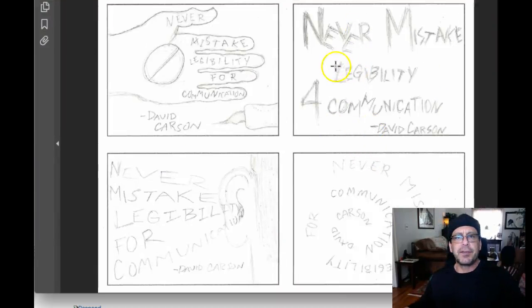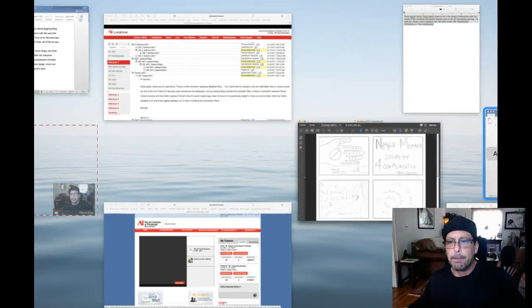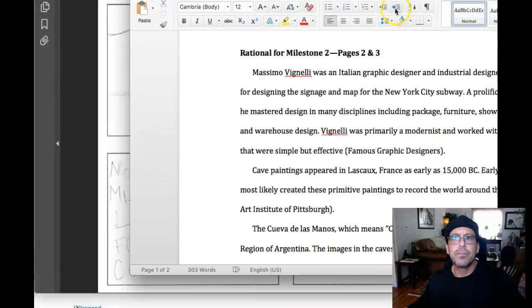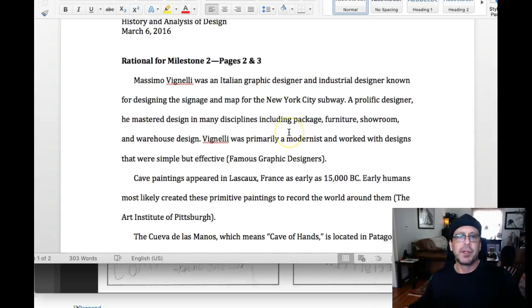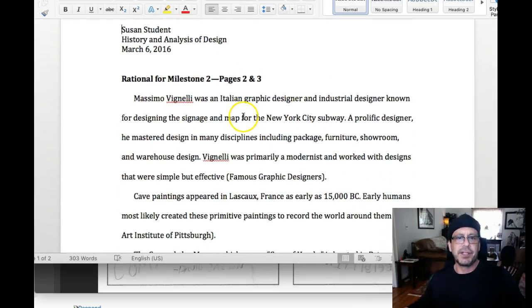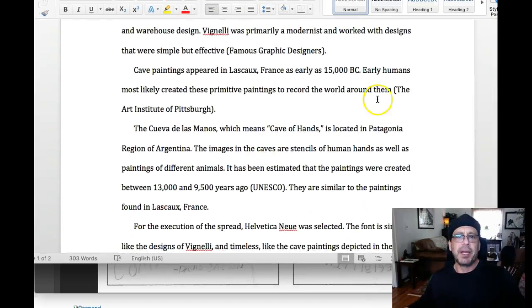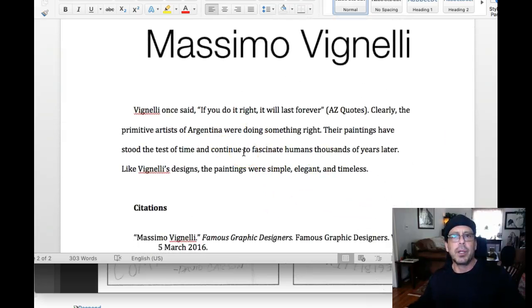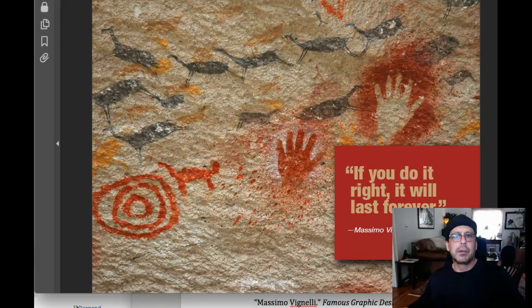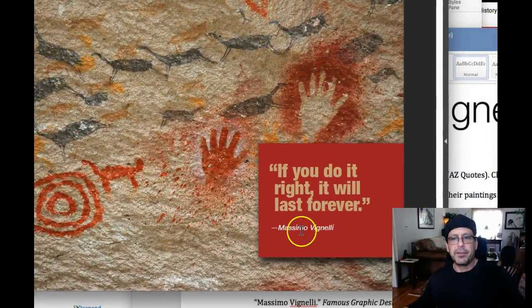So let me show you an example. Do you remember this one? This is the example from the class. Massimo Vignelli is the designer, the cave paintings in Lascaux, France are the actual movement or time period, using Helvetica, and then there's the quote, right? So let's look at the outcome. Here's the designer, Massimo Vignelli. Here's the quote. Here's the movement in the background, and here's the typeface.